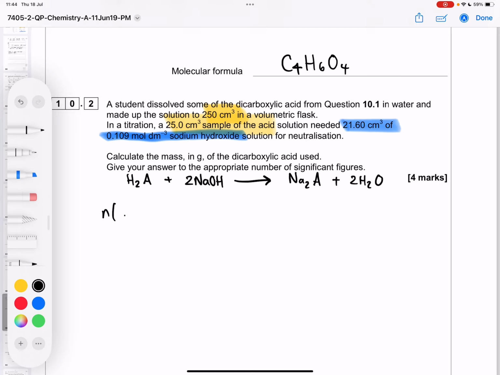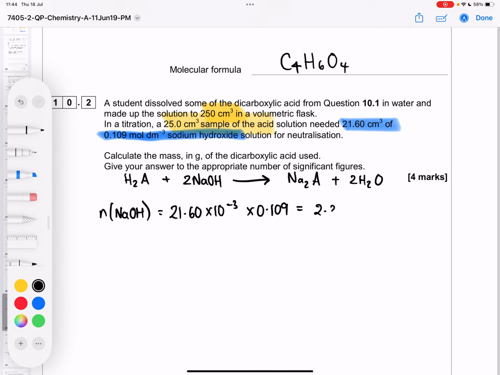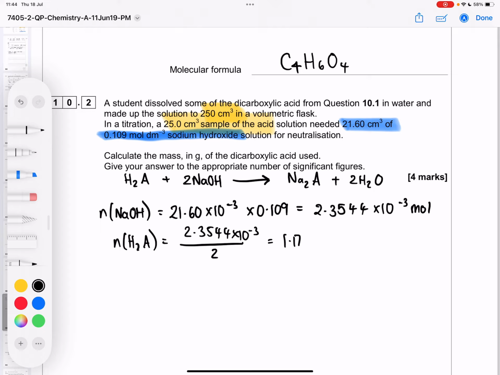So let's do number of moles of NaOH from our values. 21.6 centimetres cubed into decimetres cubed times 0.109. If we do that on our calculator, we get 2.3544 times 10 to the minus 3 moles. So the number of moles of our dicarboxylic acid would be half of that, which is 1.177 times 10 to the minus 3.